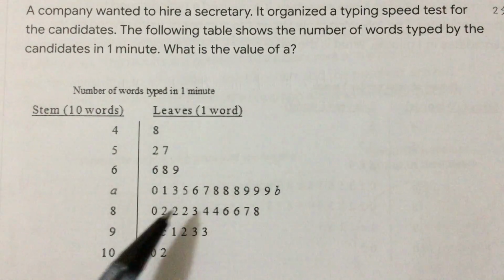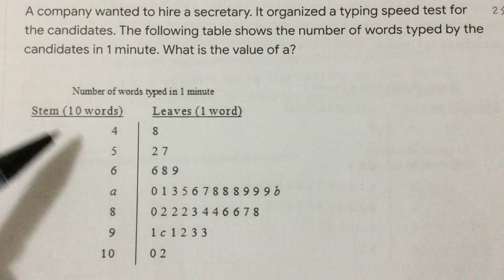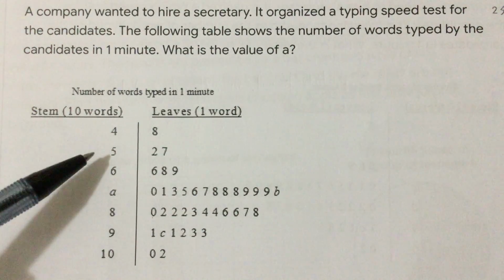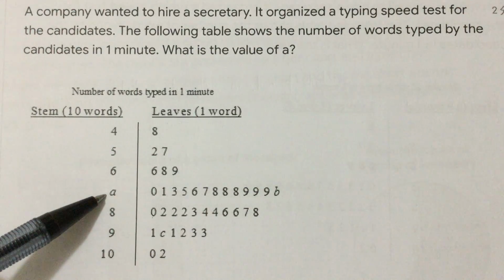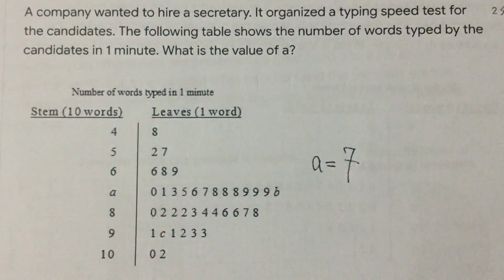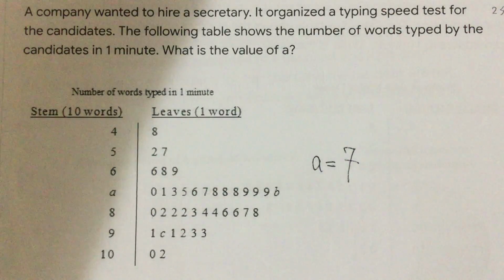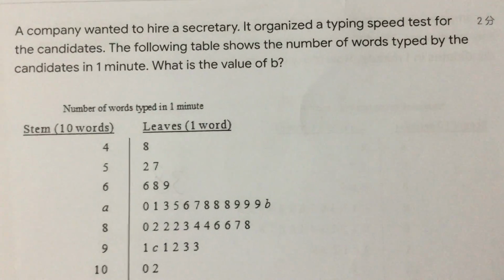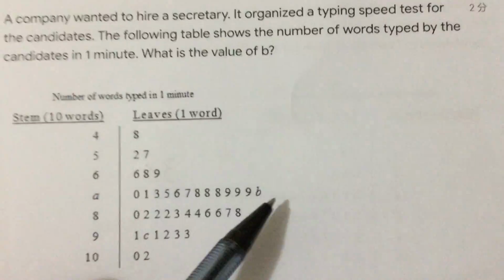And next, we are going to find the value of A. So what's the value of A? You will see this one is the A, and obviously for the stem, every time it goes 1 by 1. 4, 5, 6, that one must be 7. So A is equal to 7. And for the other question, we will have B. So what is B? You will see B is here.